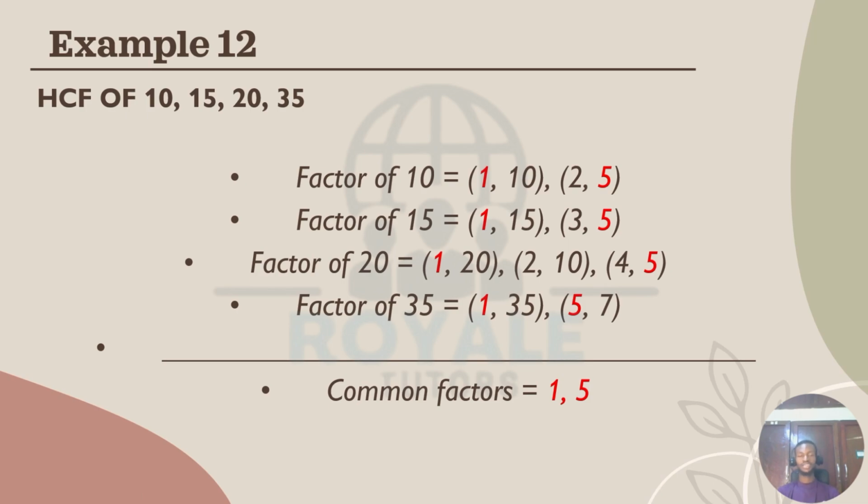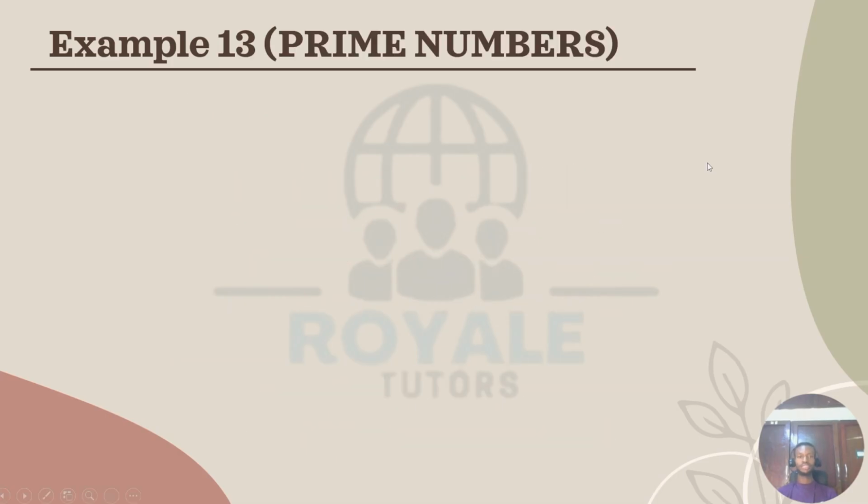Then let's look at the highest common factor, that is the biggest of all the common factors, and that is 5. I believe you've been able to learn greatly on how to generate your list of factors, how to generate the list of your common factors, and how to identify your highest common factor. We have a few more examples, and let's look at them.